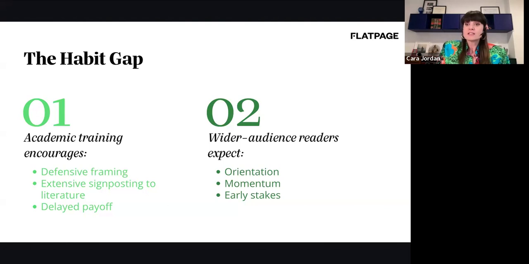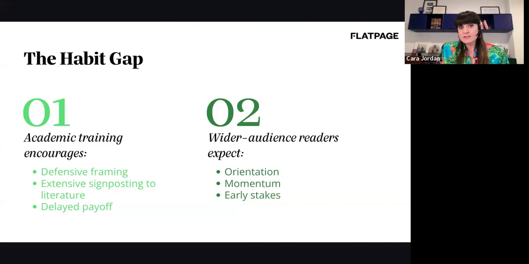Delayed payoff is perhaps the most subtle habit. In an academic context, withholding the main claim until later in your text signals sophistication, we might say. But for non-evaluative readers, delayed payoff creates some friction. Readers want to know early on why they're here and what's at stake in the book, even if the full argument unfolds gradually over time.